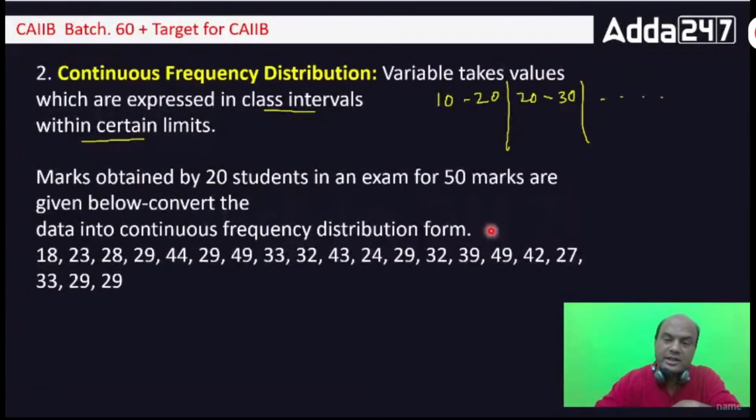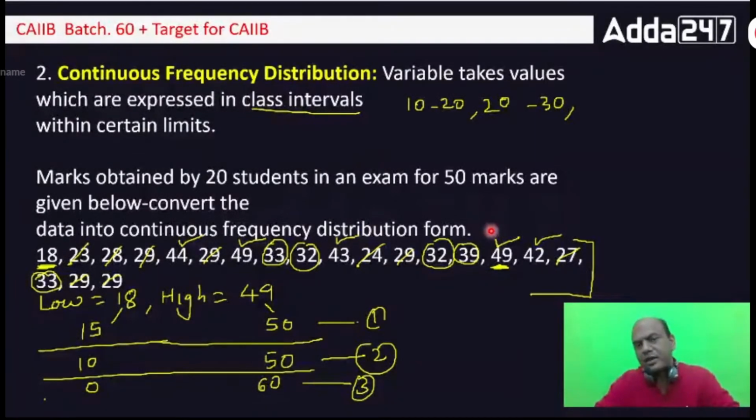Highest now. Okay, 18 is lowest. What about highest? 44, then 49, above 49, no one. 49. Okay. So 18 and 49. So what you do now, when you get this 18 and 49, take the round off. Round off means below 18, take the round off.